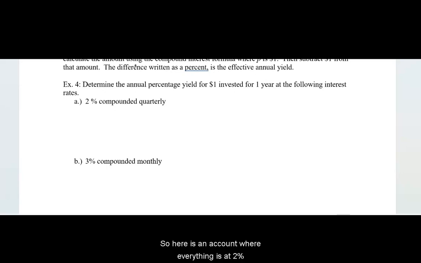So here is an account where everything is at 2% interest compounded quarterly. And remember, the whole point of the APY, the annual percentage yield, is we want to find out, if we wanted a simple interest account that's going to give us the same yield as this, 2% compounded quarterly, what would that interest rate have to be for simple interest? And here's how we're going to find that out. Remember, I'm just going to write this down again. You know I love to just keep writing down our formulas.